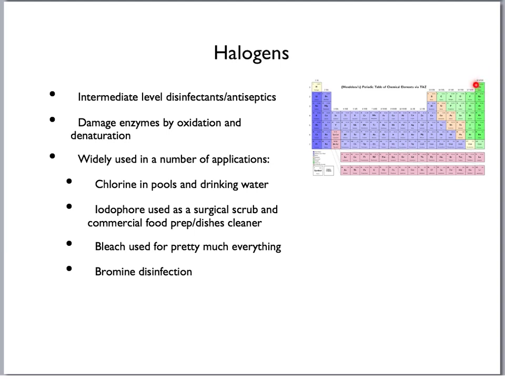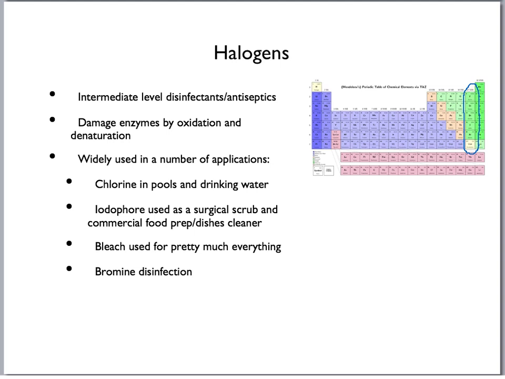Right next to the noble gases, this category right here, let me just go ahead and circle them. Those are the halogens, and they're only one step away from being a noble gas, and in chemical terms, that means that they are very, very reactive.